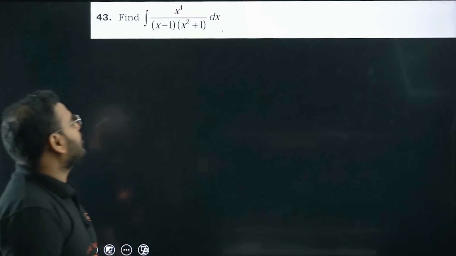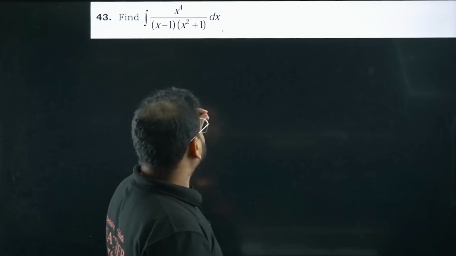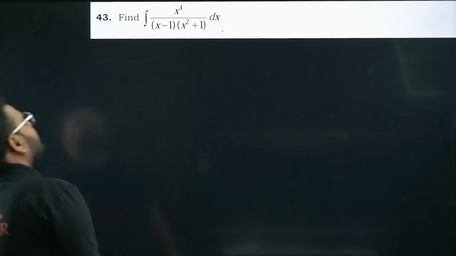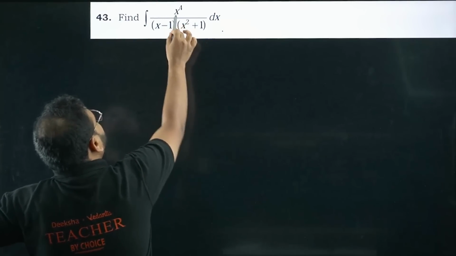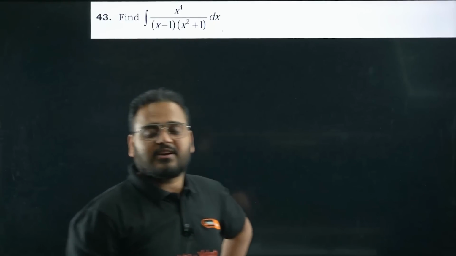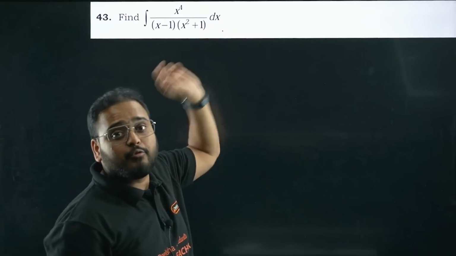43 now. Integral of x power 4 upon x minus 1 into x square plus 1. It's a very good question. Think about it. We have power more here, right? This is not a proper rational fraction, is it? The power is x power 4 over here, power is 3 in the denominator. I have to divide it. I have to do the division actually.